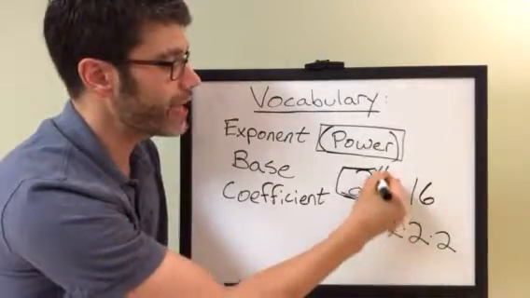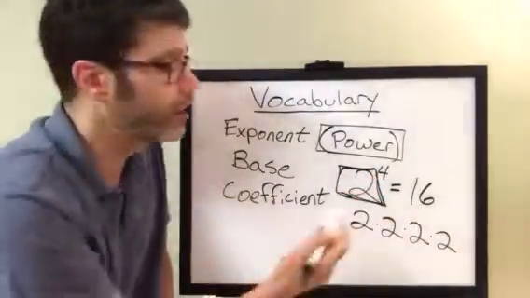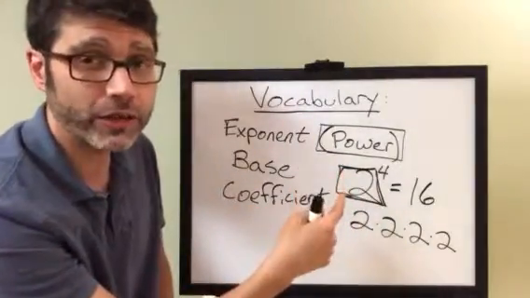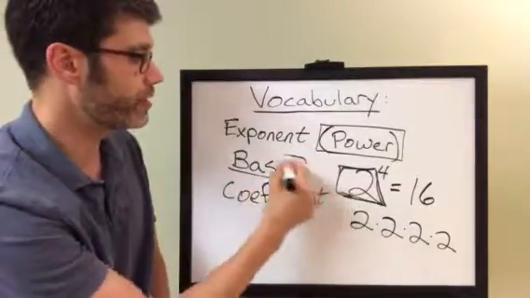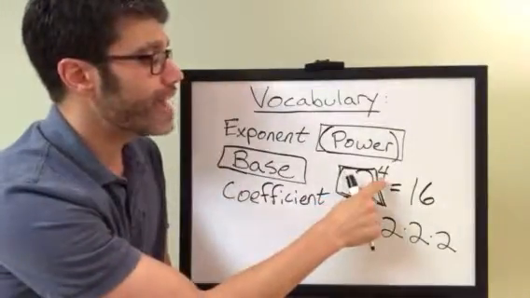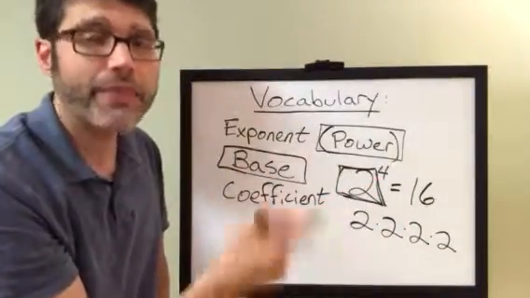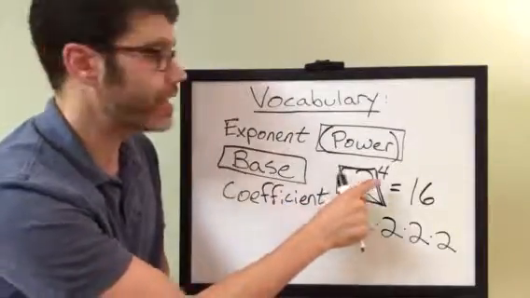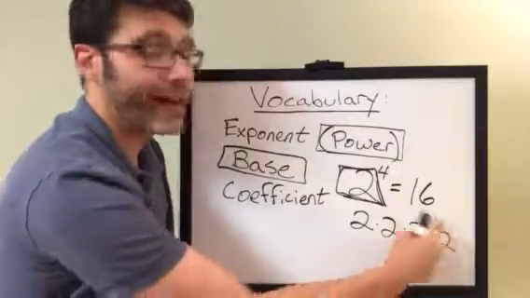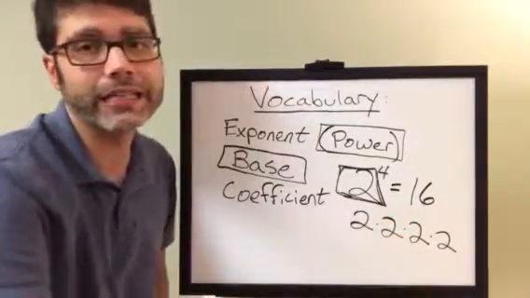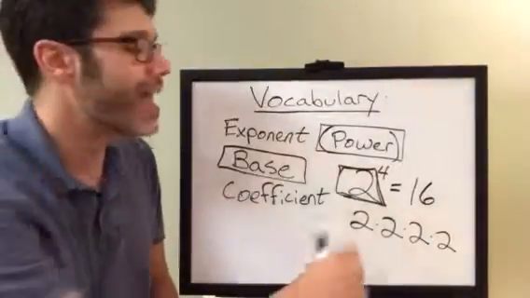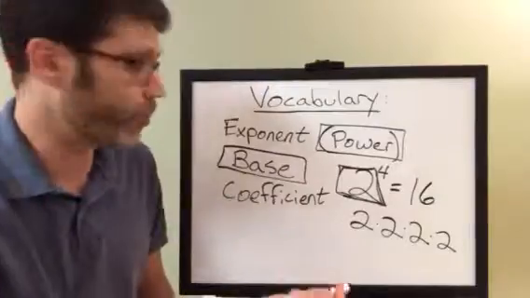So 2, in this case, is under, you could say, the power of 4. A number that is under the power of an exponent is called a base. Right here, this is the other vocabulary word. The number which the exponent is acting upon, that is the base. So here 2 is the base and 4 is the exponent. Again, 2 times 2 times 2 times 2 is the expanded form, and 16 is the evaluated form.